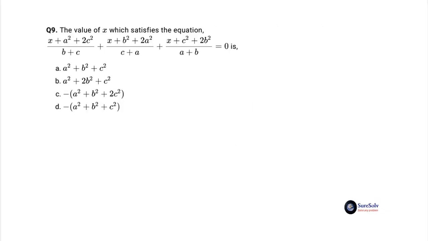Question 9 is, the value of X which satisfies the equation (X plus A square plus 2C square) divided by (B plus C), plus (X plus B square plus 2A square) divided by (C plus A), plus (X plus C square plus 2B square) divided by (A plus B), equal to 0, is option A, A square plus B square plus C square, option B, A square plus 2B square plus C square, option C, minus A square plus B square plus 2C square, and option D, minus in the brackets A square plus B square plus C square.